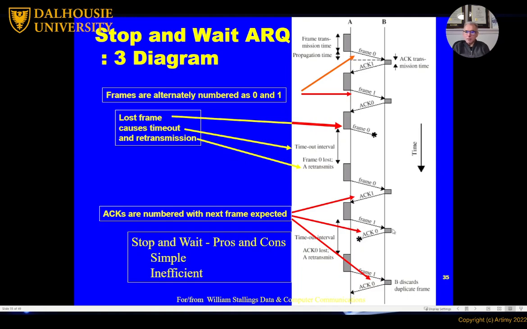Frame 1 is sent, so AC0 is sent. The acknowledgement now is lost, so A waits for a certain amount of time and then sends frame 1 again, thinking that maybe frame 1 was corrupted. B discards frame 1 because it's a duplicate, it's already received it, and it sends AC0, so now AC0 is received correctly, so everything goes back to normal.